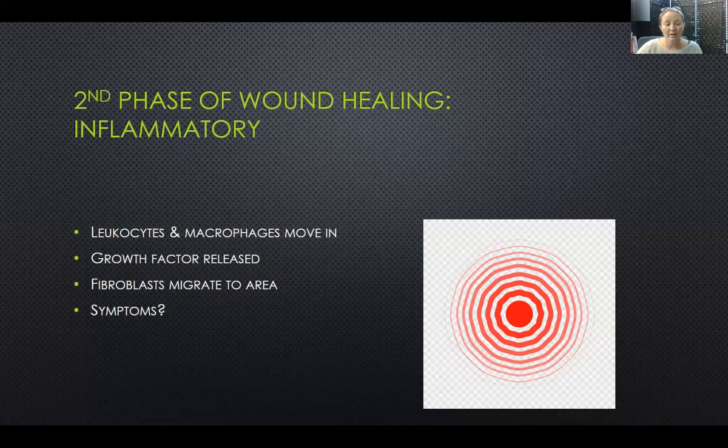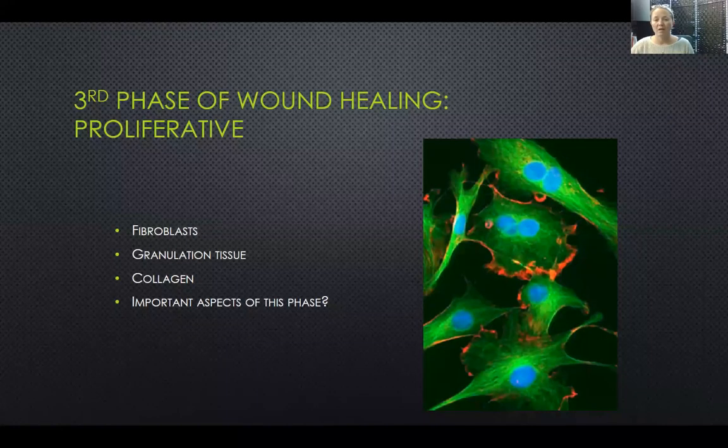So again, think about alterations if your patient had a decreased immune response. If they are immunocompromised or have fewer white blood cells, they are not going to be able to respond in the same way. So next up, we have the proliferative phase.